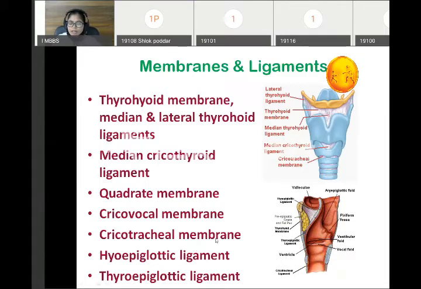The cricotracheal membrane is connecting the lower border of the cricoid cartilage and the arch of the cricoid cartilage with the first cartilage in the ring of the trachea, this one. So these two structures are connected by this cricotracheal membrane.